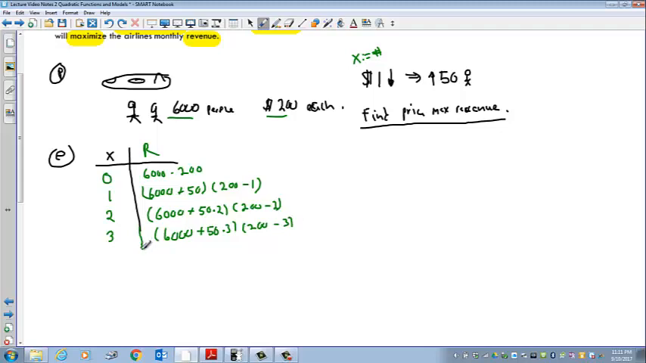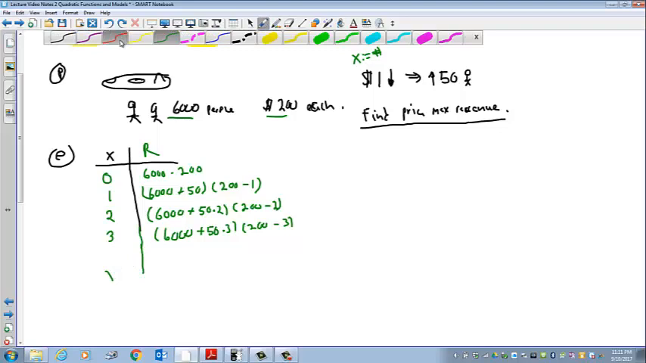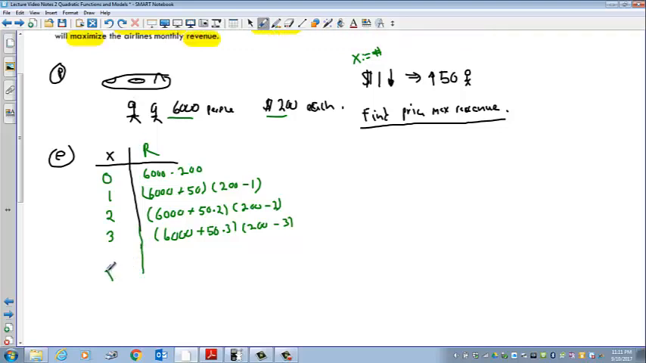And once you see the pattern, now you can do it for x. So what happens if you have x $1 decreases? Well, clearly you start with 6,000. You add 50, and then you can see the pattern. Here you can put a 1, and so if you have 1, you have 1. If you have 2, you have 2. If you have 3, you have 3. If you have x, you just put in x there.